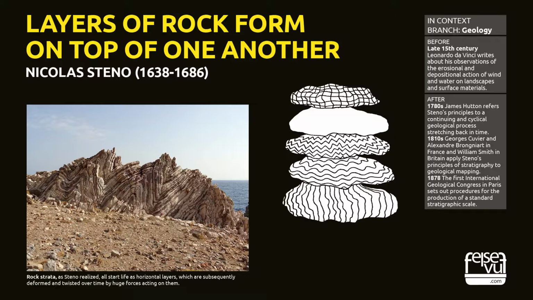Finally, his principle of cross-cutting relationships states that if a body or discontinuity cuts across a stratum, it must have formed after that stratum. Steno's insights allowed the later mapping of geological strata by the likes of William Smith in Britain and Georges Cuvier and Alexandre Brongniart in France. They also allowed the subdivision of strata into time-related units, which could be correlated with each other across the world.